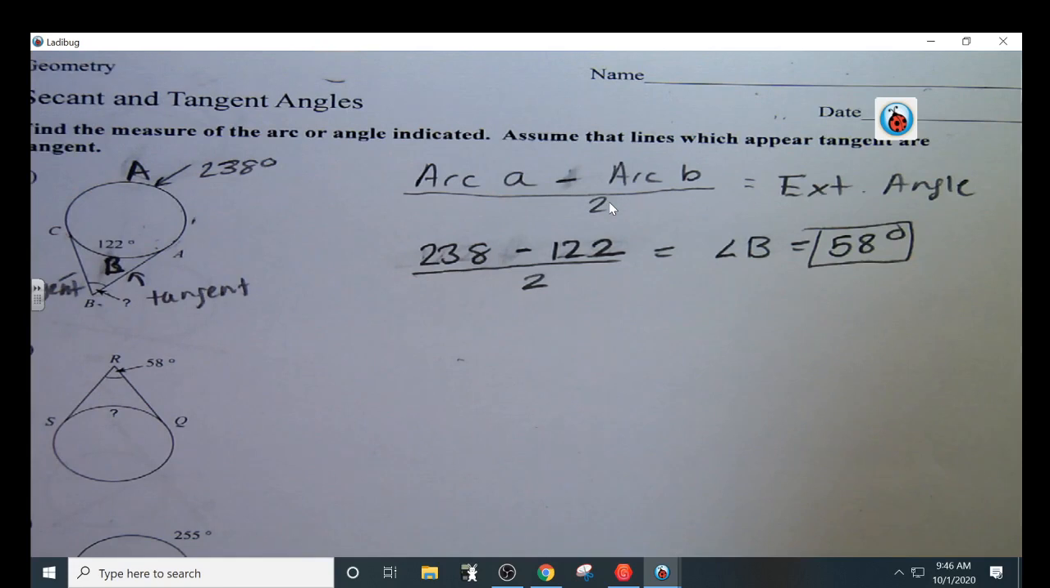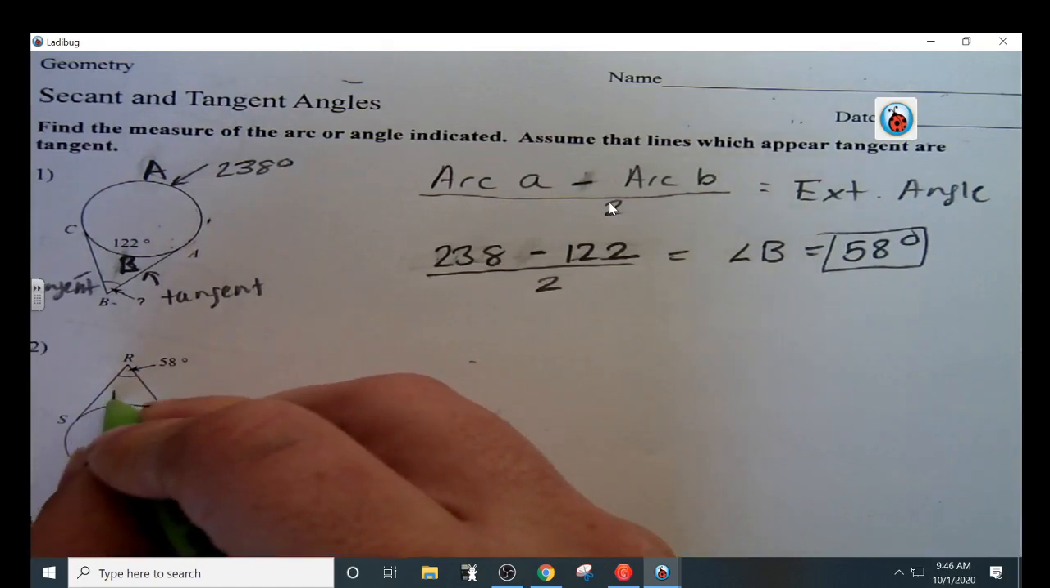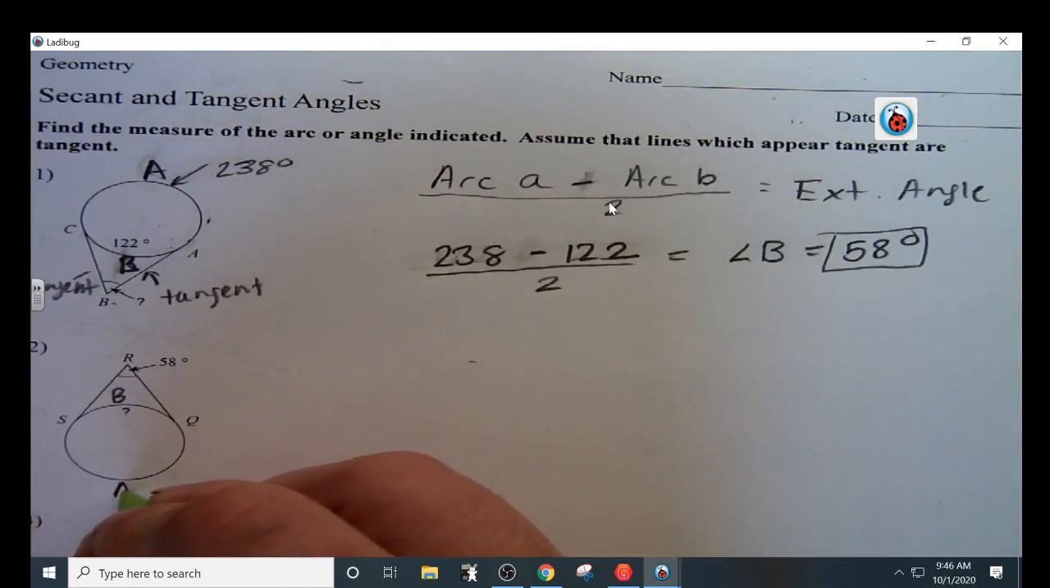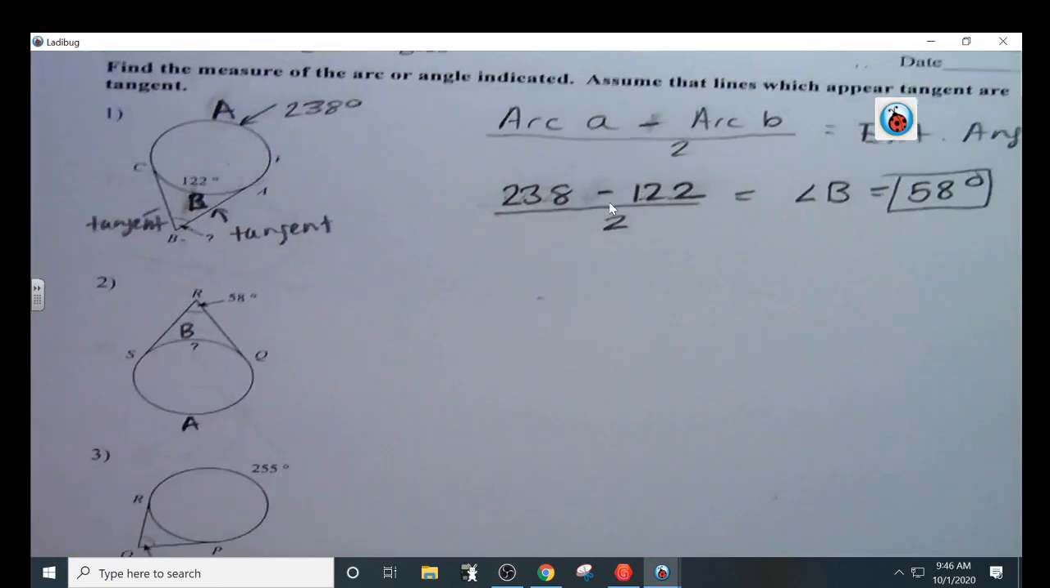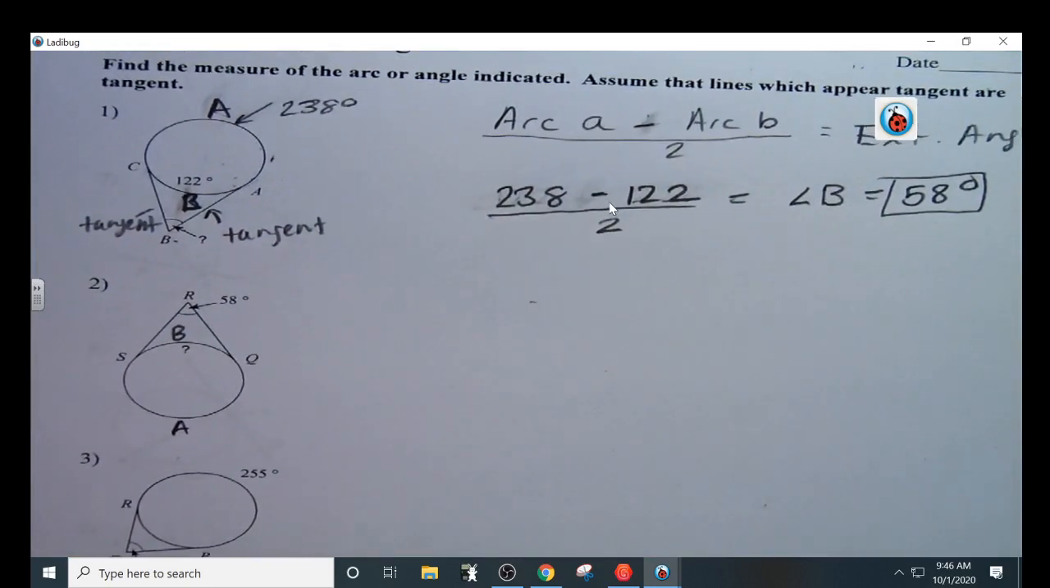Now let's look at number 2. It's a little bit different. Now, guys, inside here we're going to let it be arc B. Outside here we're going to let it be arc A. And then the exterior angle is 58. It's actually the same problem. We'll work it out so we get the same thing.